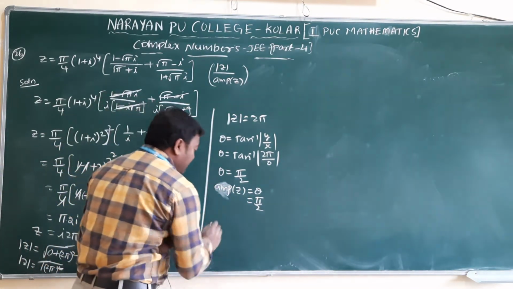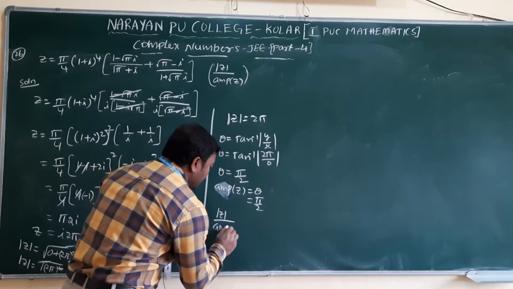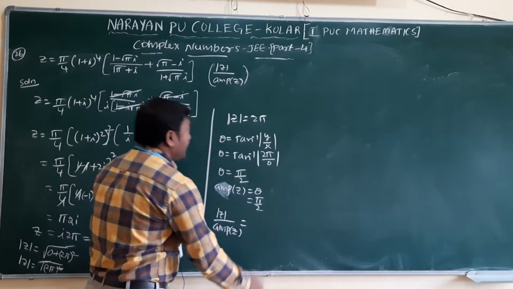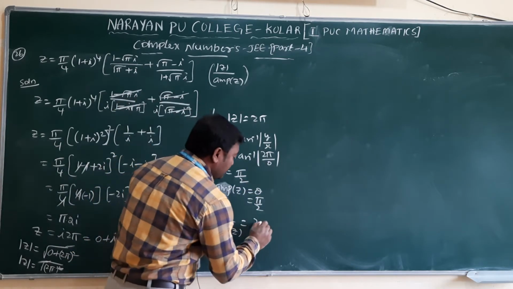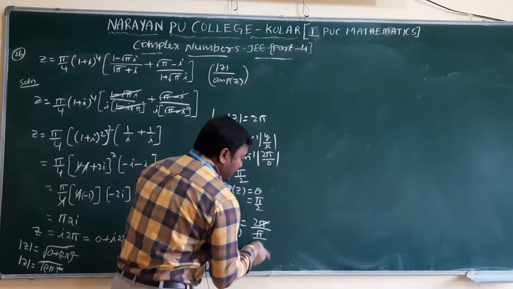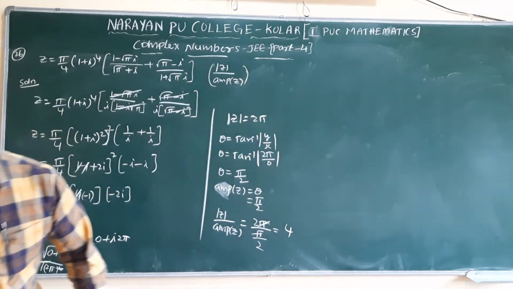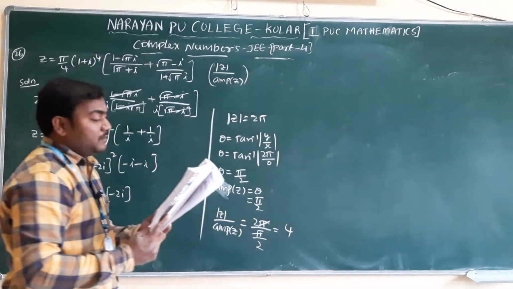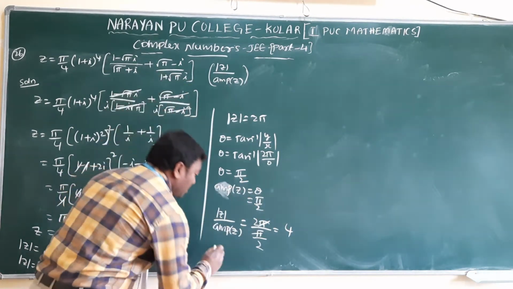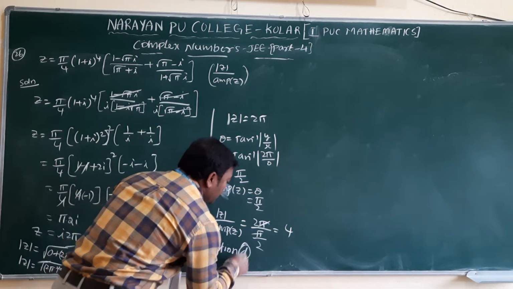Then we have to find the modulus of z divided by amplitude of z. It can be written like this. The modulus of z here is 2 pi divided by pi by 2. The pi gets cancelled, remember the numerator we are getting 2. 2 into 2, we are getting 4. The option should be D as the correct option. Option D is the correct option.